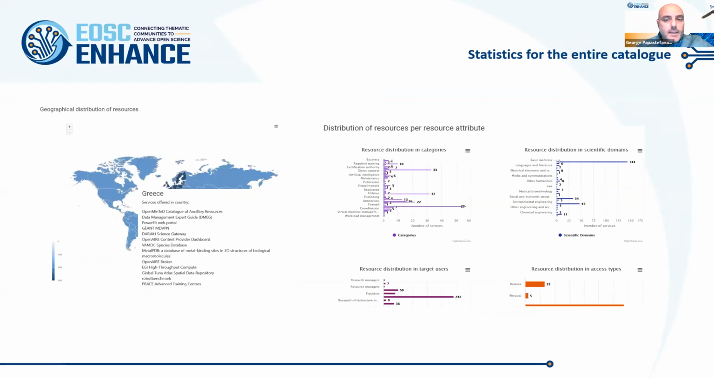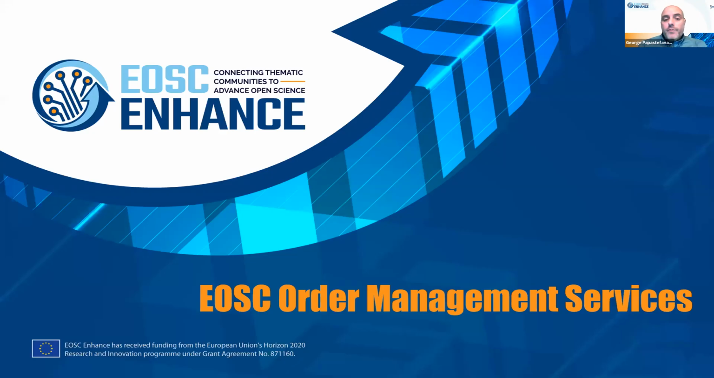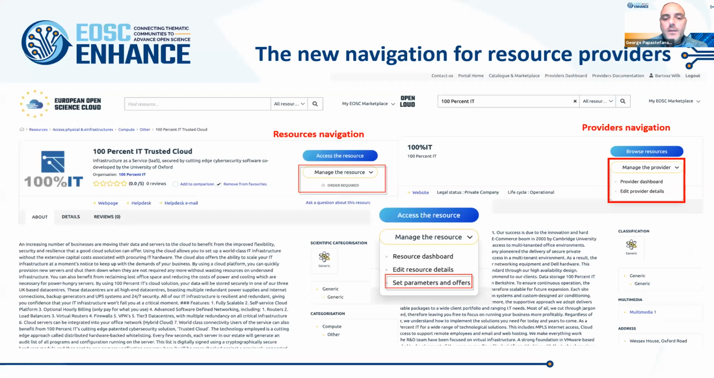Also, there are statistics of all the resources in the catalog, and you can browse not only your resources, but the catalog resources in several visualization charts. And also very important, an addition in the second year of the project has to do with the ordering. Now the provider has the ability to configure all the ordering parameters of your resources. You can manage a resource, you can set and parameterize offers, and you can also navigate from the marketplace back to the provider dashboard.